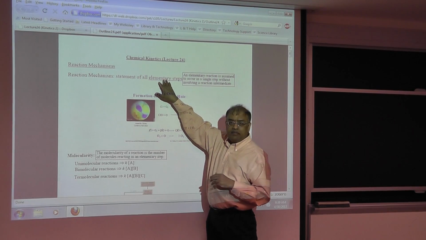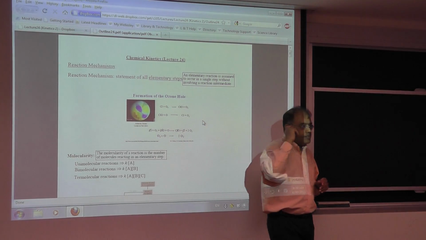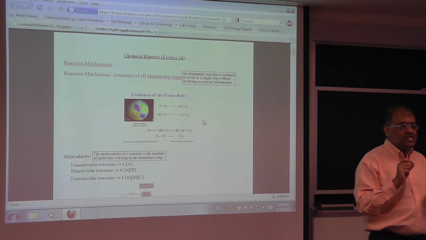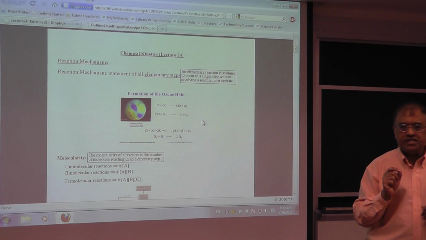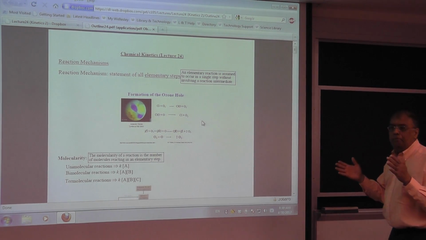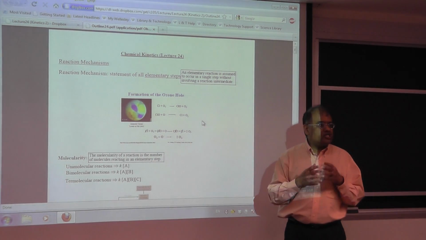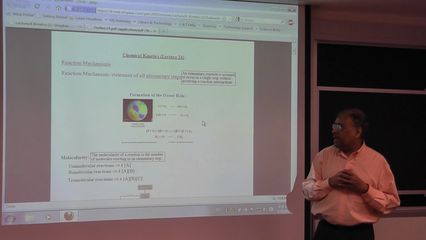Statement of all elementary steps. An elementary step has one transition state and no intermediates. The sum of all the elementary steps constitutes what we call a reaction mechanism.